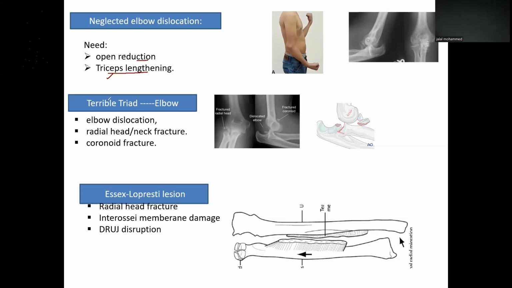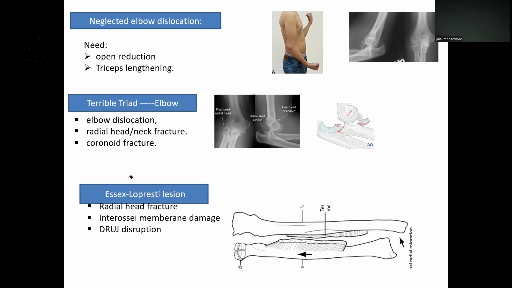Then there is one entity called terrible triad of elbow. What is terrible triad of elbow is there is elbow dislocation along with the radial head fracture. So the radial head is fractured here, and the elbow is dislocated outside, and there is injury to the coronoid. So radial head or neck fracture, elbow dislocation, and coronoid fracture. This is called terrible triad of elbow. This point is often asked in your PG entrance examination. What is terrible triad of elbow? We have one more terrible triad of the knee joint. We'll learn about it when we are doing the knee injuries.